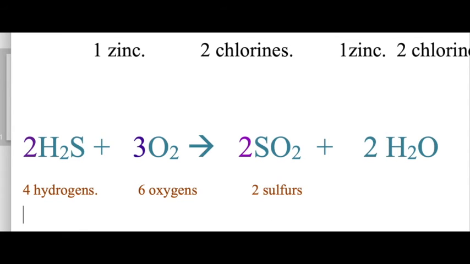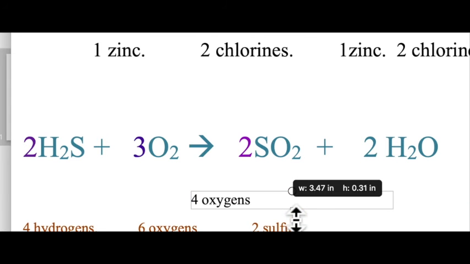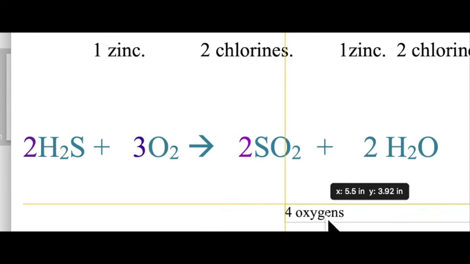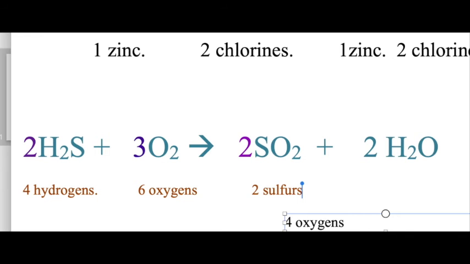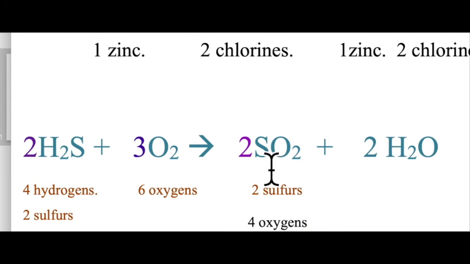And how many oxygens over here? Let's see. 2 sulfurs. And right here, just going to put it over here, we have 4 oxygens. I'm going to put 4 oxygens right under here. Oops, it's not working out the way I want it. Okay, so anyway, I have 4 oxygens. 2 times 2 is 4, so that's 4 oxygens.